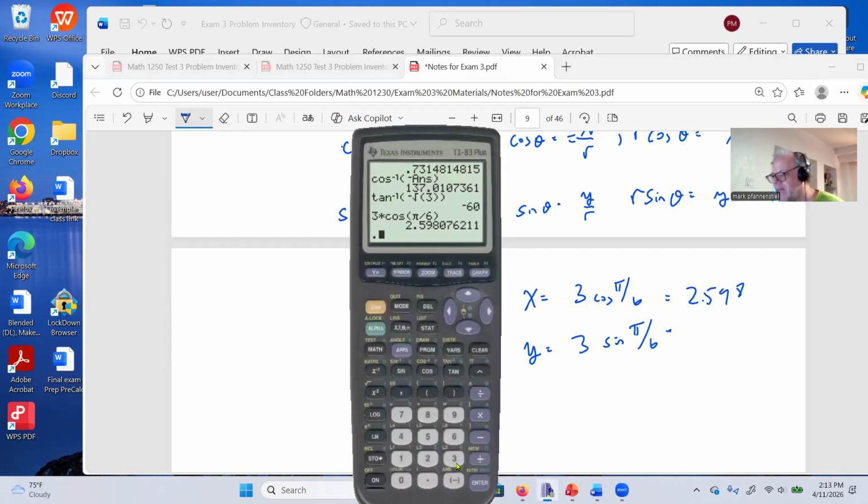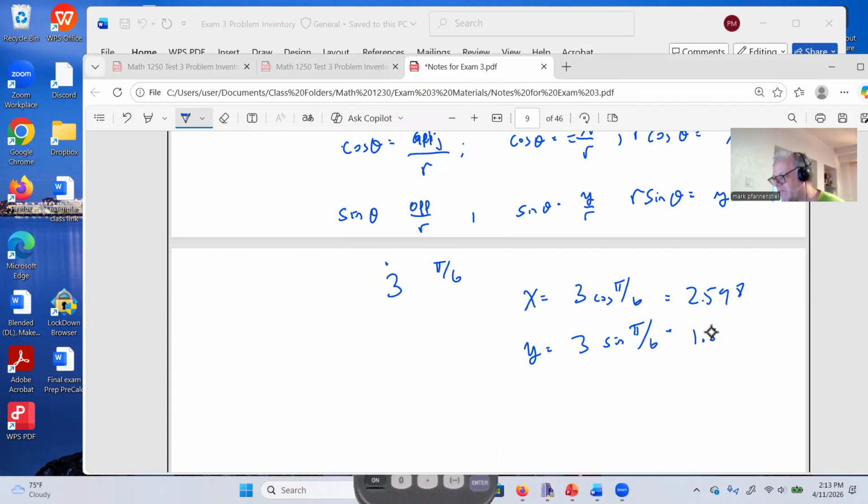So here we're going to say this is 3 times the sine of pi over 6. So here is pi divided by 6, again because we're looking at the reference angles. And we got, oh, I didn't want 0.3. I wanted 3. I put down 0.3 here. So we actually end up with 1.5.